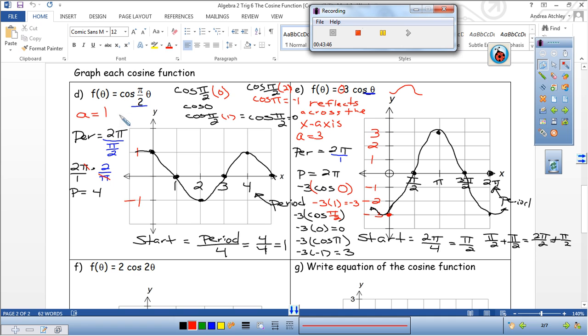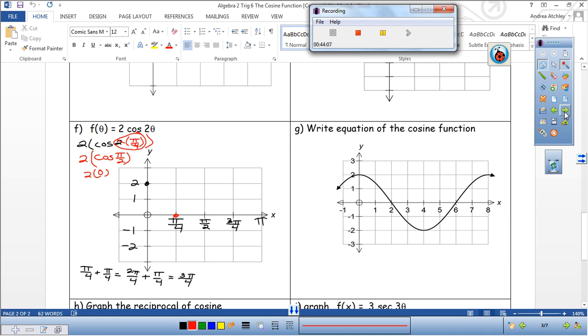So you don't want to reciprocal that? Like on F, you didn't do reciprocal? No. When do you want to reciprocal? When we're doing the reciprocal function. When we do the secant. Oh, okay. Never mind. Okay?